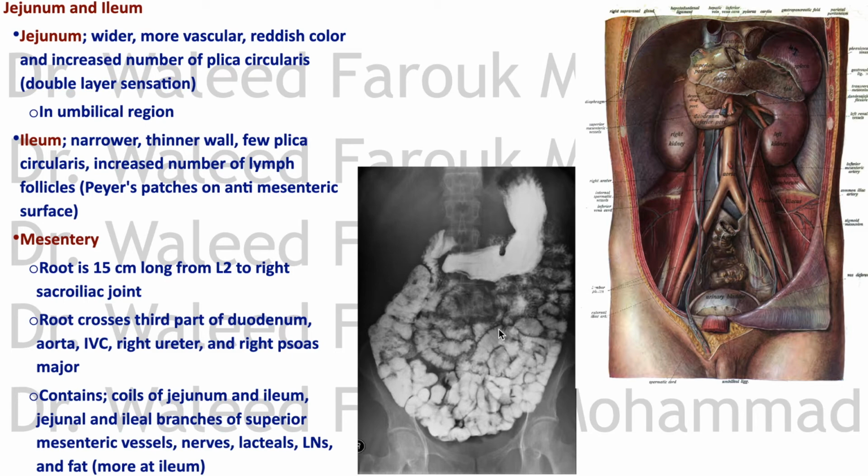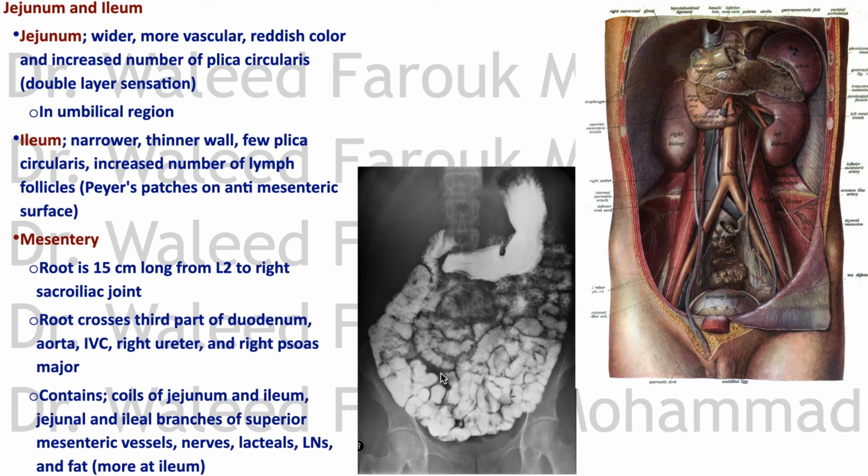The ileum, on the other hand, is narrower with a thinner wall and few plicae circulares, but as you go distally there is an increased number of lymph follicles, especially on the antimesenteric surface of the ileum. Antimesenteric means the surface opposite the surface facing the mesentery of the small intestine. It looks like white patches on the antimesenteric surface called Peyer's patches. They are full of lymphoid follicles and are part of the immune system.